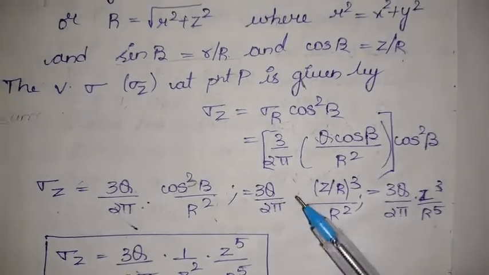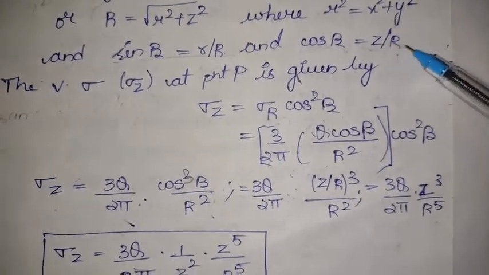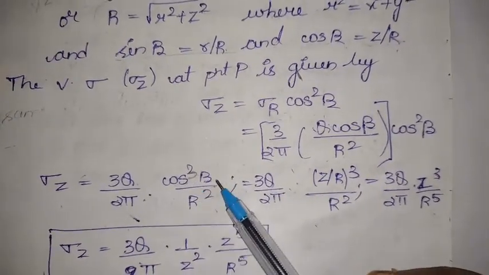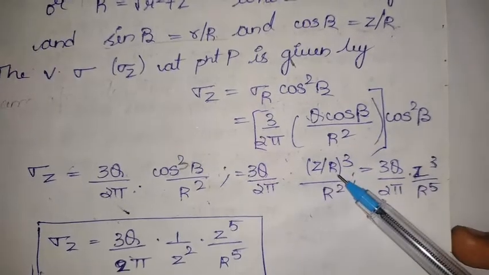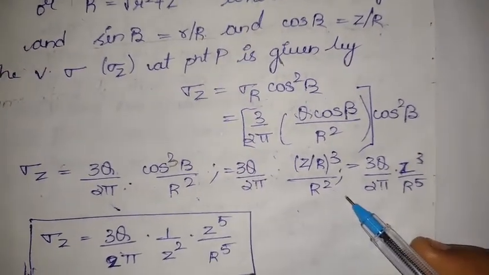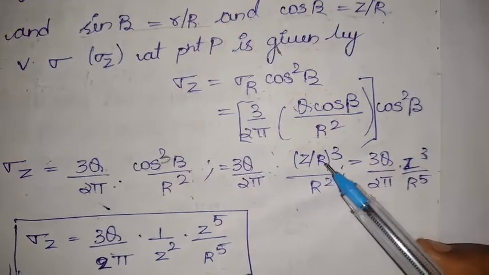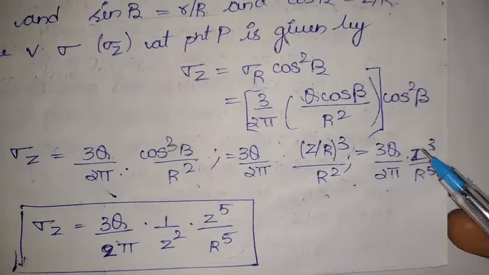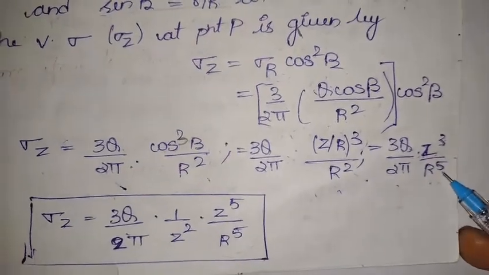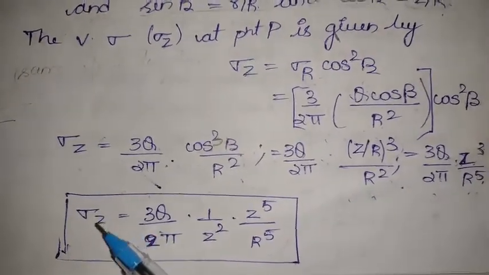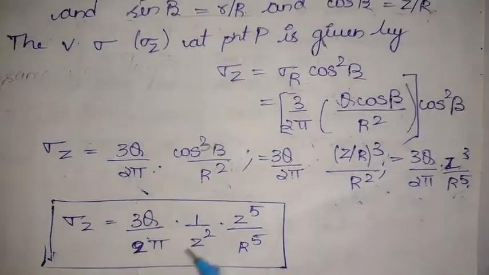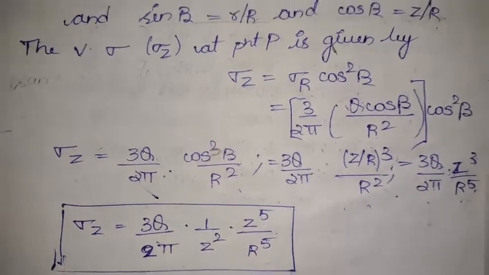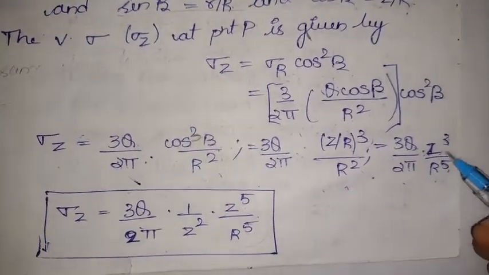We know cos beta is equal to z by R. Substitute that value over here. So 3q by 2 pi, cos beta equals z by R, whole cube of that value divided by R square. We are just taking this R cube to the denominator, so 3q by 2 pi multiplied by z cube by R to the power of 5. So sigma z is equal to 3q by 2 pi into 1 by z square, z power 5 by R power 5. We are just multiplying and dividing with z square.